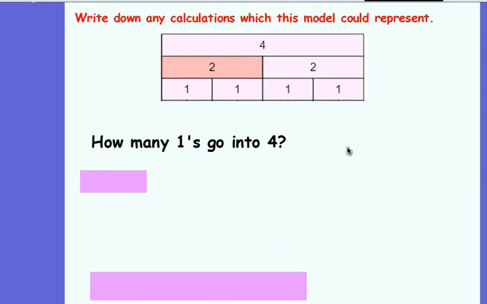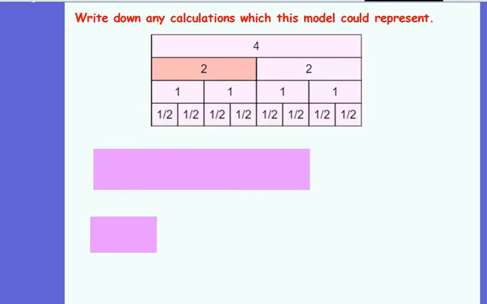How many 1s go into 4? And the answer is 1, 2, 3, 4. So we know that 4 divided by 1 is going to give me 4. Pause the video, Year 7. Write down any calculations you think this model could represent.